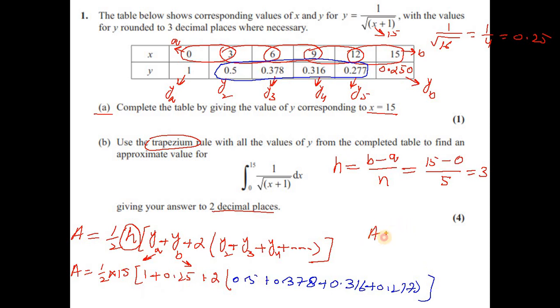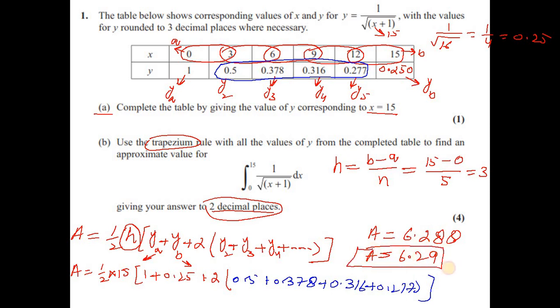The approximate value of area A is 6.288, and they're asking for the answer only to 2 decimal places, so you can round it off. You can say 6.29. So this is your final answer for the approximate area under the function.